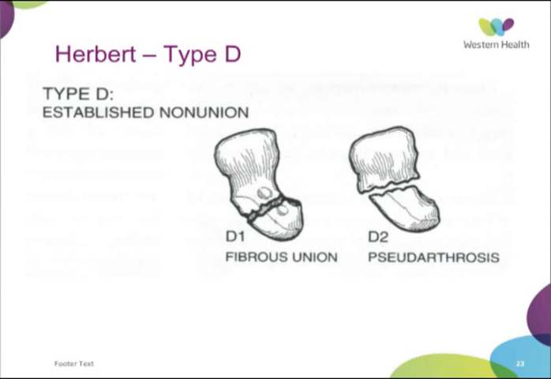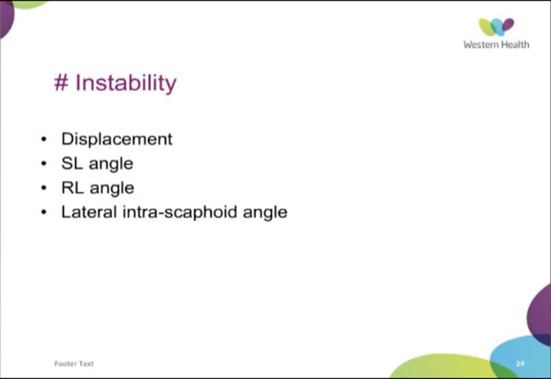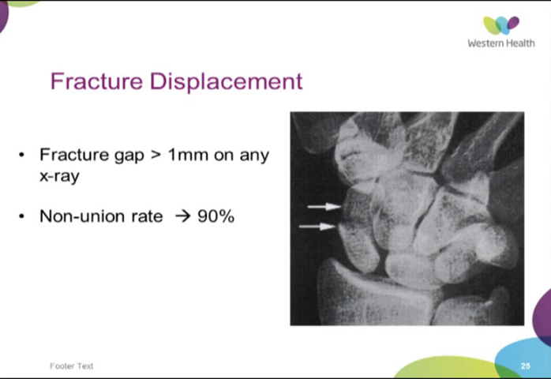Fracture instability can be measured by the amount of displacement in the fracture site, and also the measurement of a few angles, being the scapholunate angle, the radiolunate angle, and the lateral intra-scaphoid angle. With fracture displacement, if there's a fracture gap of more than 1 millimeter on any X-ray view, it can be regarded as displaced. The significance of this is that there's a high non-union rate, up to 90%.